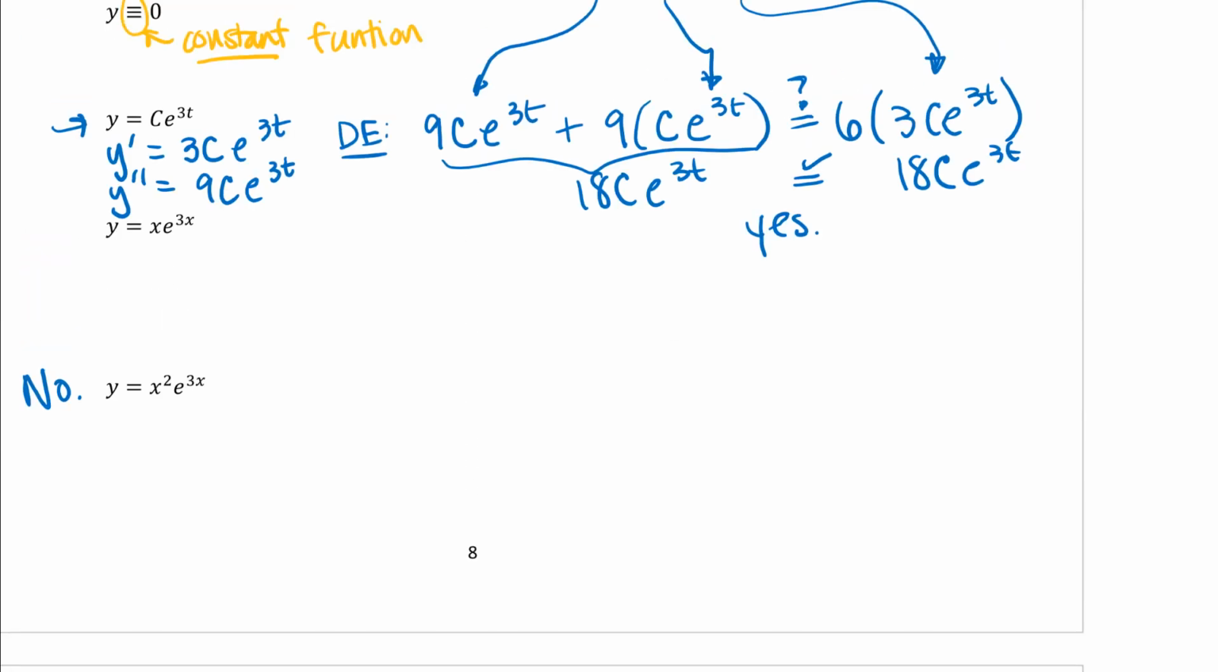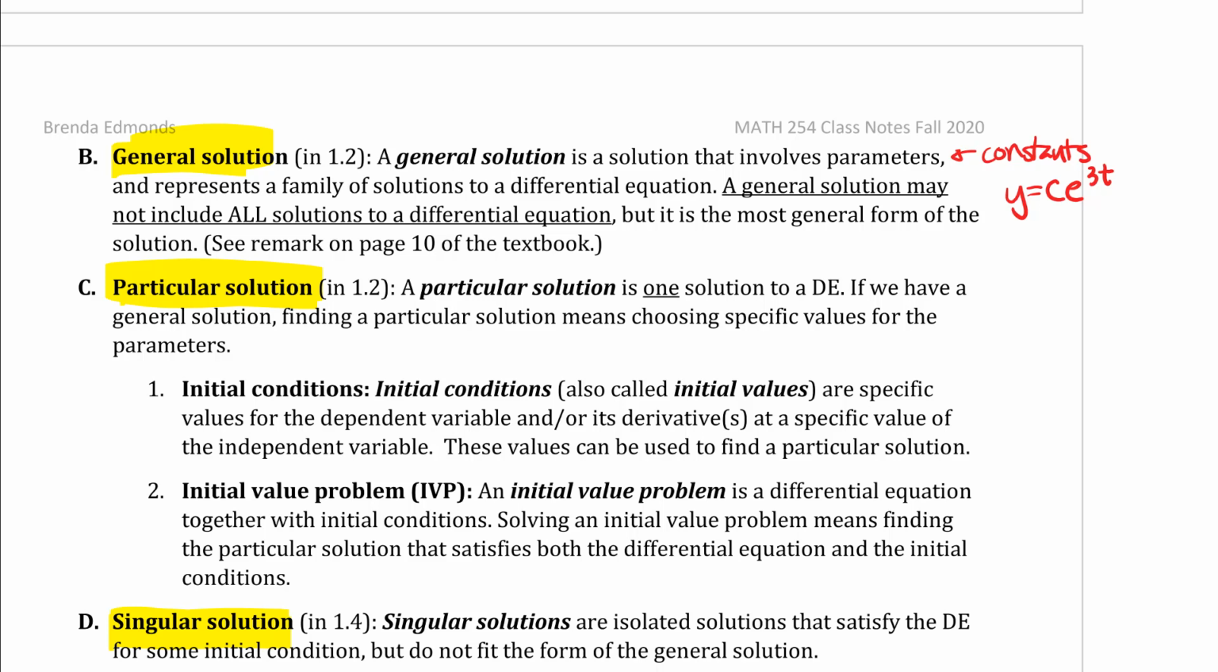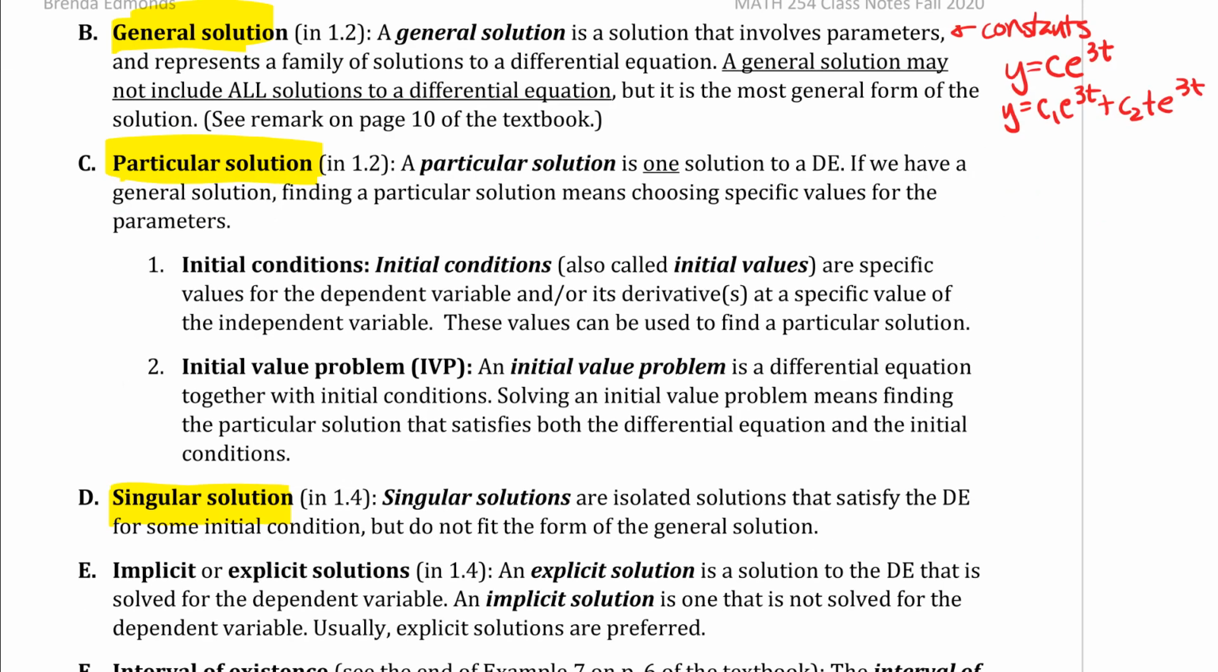So this is what general solutions often look like, but in that previous example, actually, let me scroll back up here. The most general form for that one is y equals c1 e to the 3t plus c2 t e to the 3t. And we wouldn't know that until we learn some theorems. So we'll learn those as we go throughout the semester.